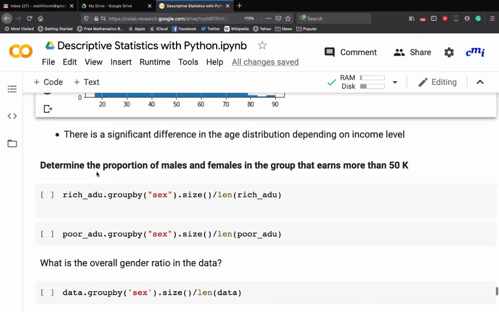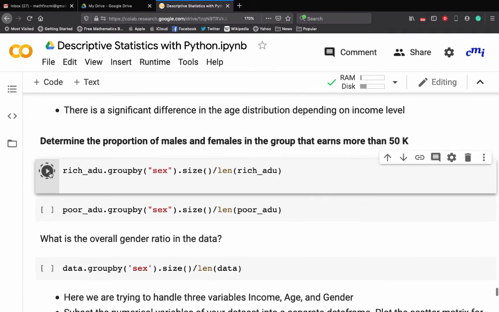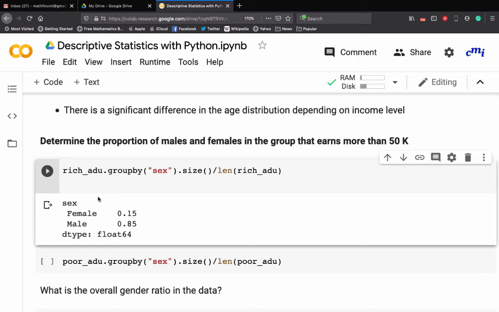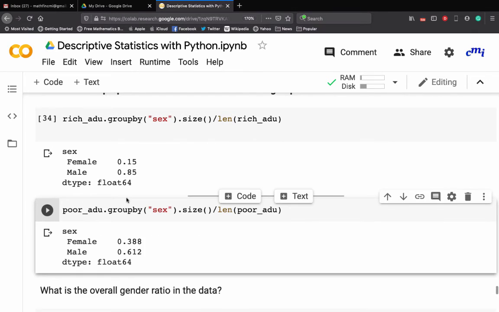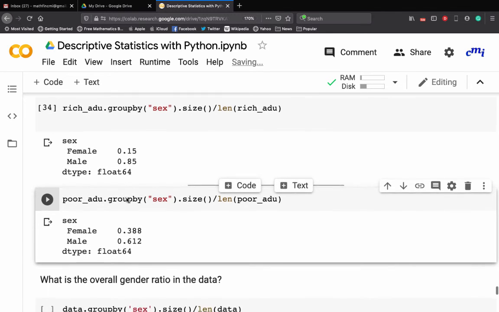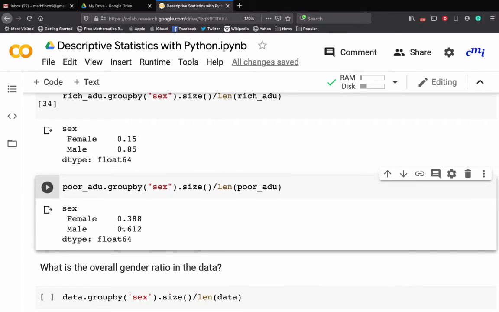Suppose we are interested in determining the proportion of male and female in the group that earns more than 50,000. So this gives us the male female proportion of the group which earns more than 50,000. Within that rich group, what is the male female proportion? So 85% of that group are male and only 15% of them are female. On the contrary, in the poor group, which earns less than 50,000, about 61% are male and 38%, or almost 39%, are female.